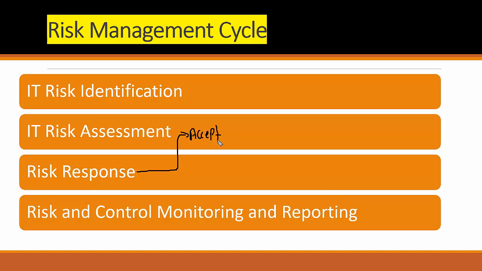Okay. We have avoidance, we have a transfer, and we have a mitigation. Okay. Accept the risk, avoid the risk, transfer and mitigate the risk.